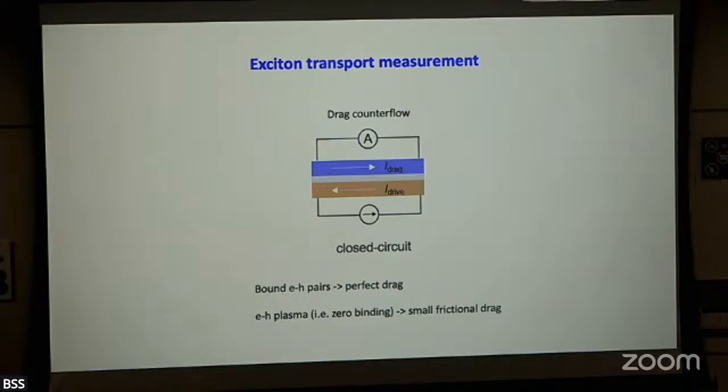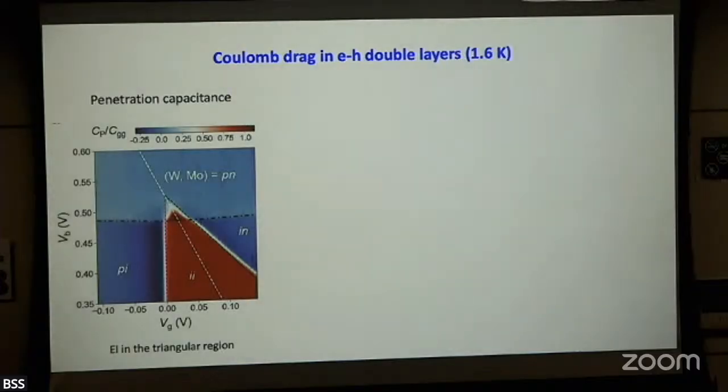If they are not bound, then you just have an electron-hole plasma at low temperature. You don't expect current in the other layer, but there will be a small frictional drag due to Coulomb interaction between the two layers, and that will give you a T-squared dependence. So that's Coulomb drag. So let's take a look at the measurement.